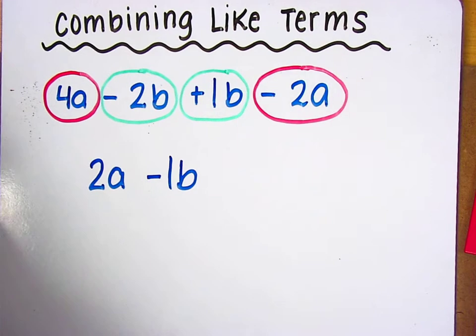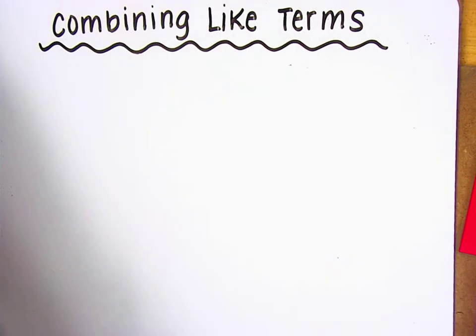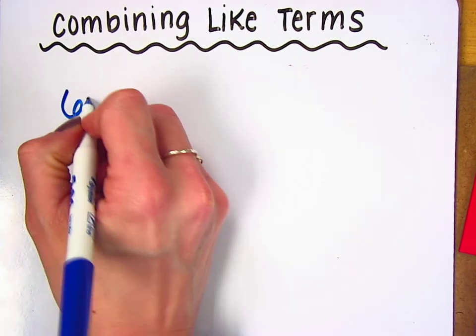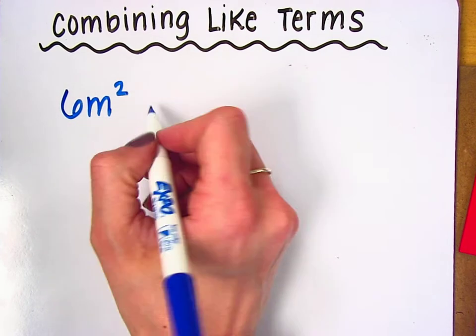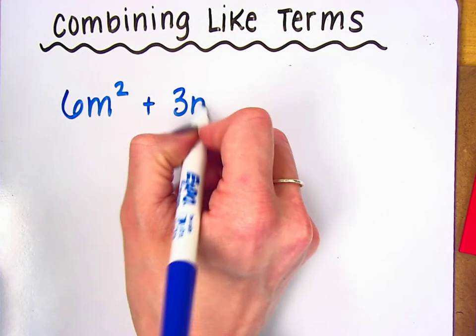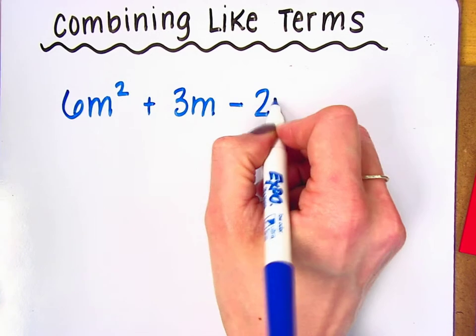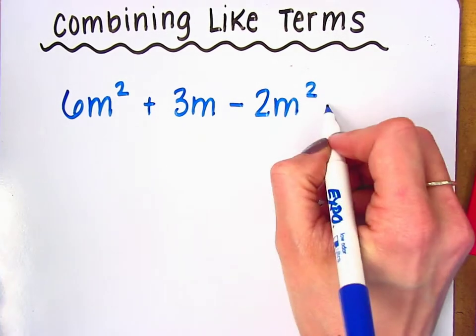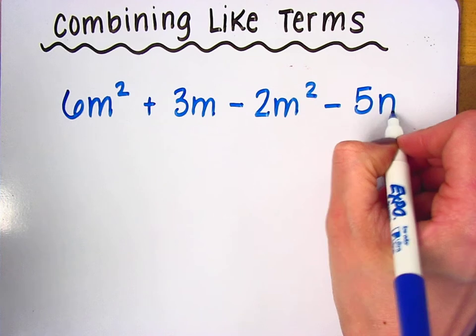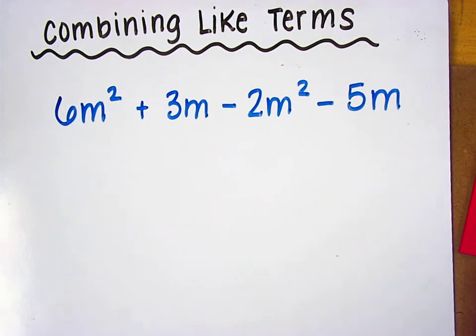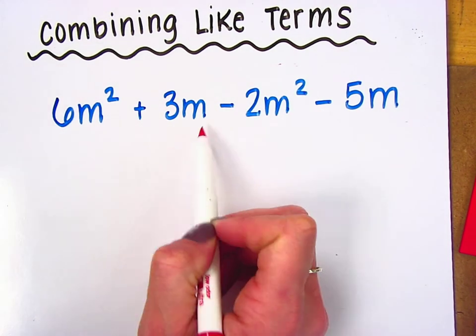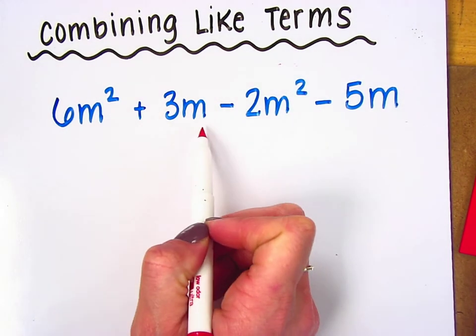Let's do one more example. 6m squared plus 3m minus 2m squared minus 5m. So the first thing I'm going to do here is identify my pairs of like terms. So I know if I'm visualizing with algebra tiles that I would represent these terms with m squared very differently than I would these terms with just m.